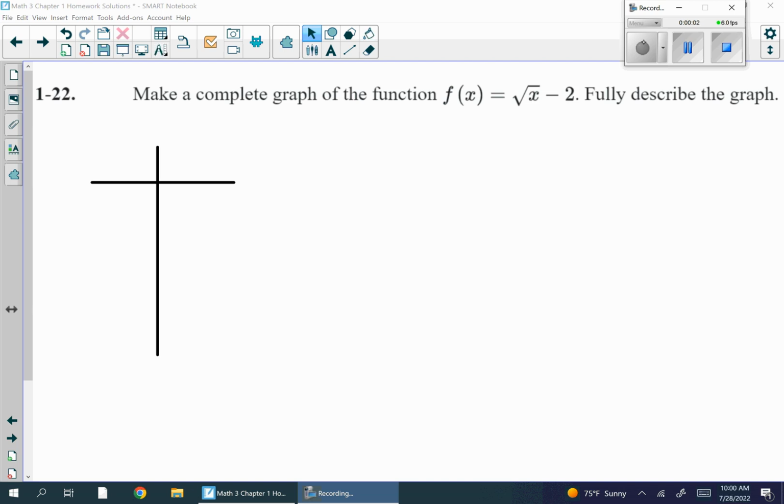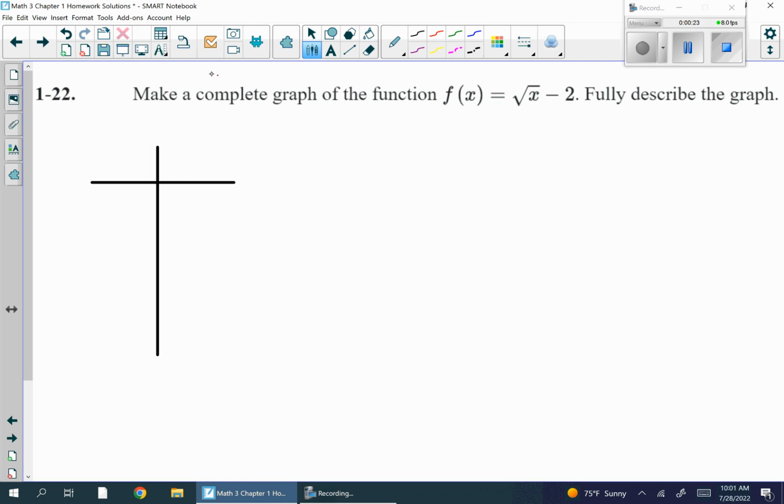Math 3 1-22, we're being asked to make a complete graph of this function. And if you remember, a complete graph includes lots of exact points, precision in terms of the graph. I am going to let you take that piece on, but because we do need some complete points, we're going to work on choosing inputs and outputs that work for this particular function.